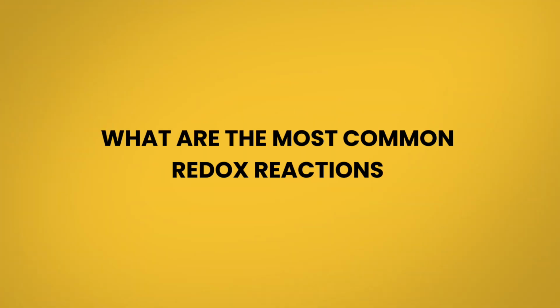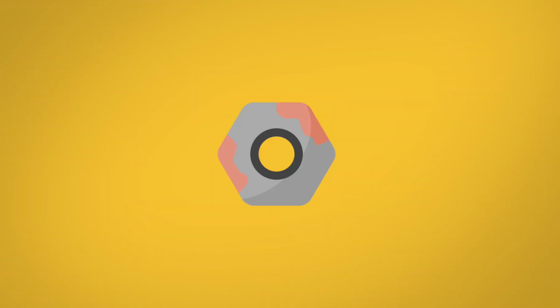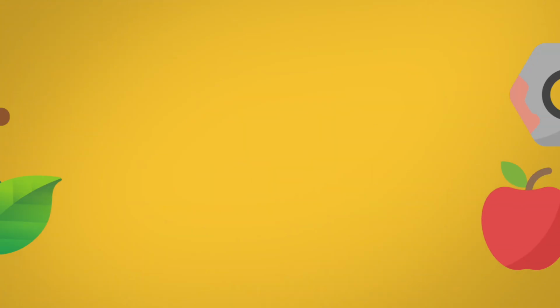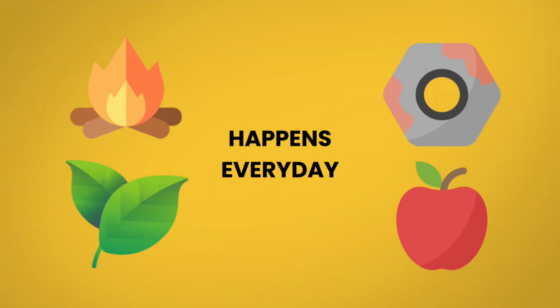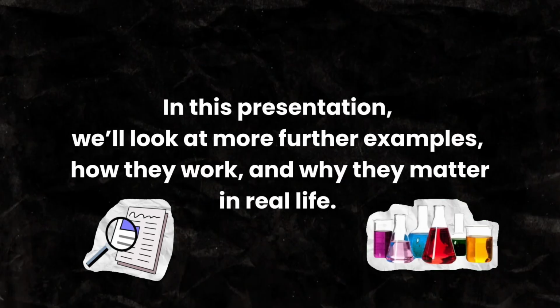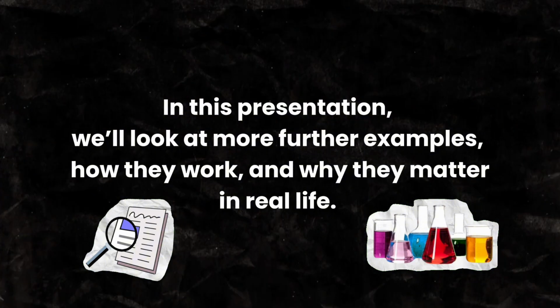What are the most common redox reactions in daily life? Some common redox reactions include bonfire, rusting of metals, browning of fruit, and photosynthesis. These reactions happen in our life that we don't even notice. In this presentation, we will look at further examples from other group mates, how they work and why they matter in real life.